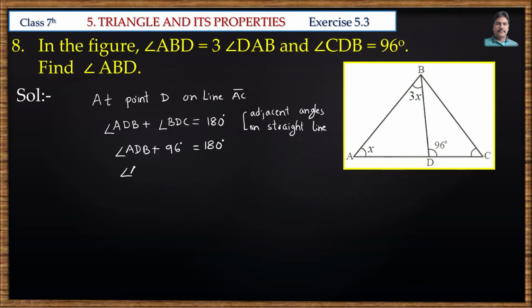So angle ADB is equal plus 96, right side transpose చేస్తే minus 96 అవుతుంది, 180 minus 96 degrees. So angle ADB is equal to 180 degrees minus 96 degrees will become 84 degrees. Therefore this angle will be 84 degrees.